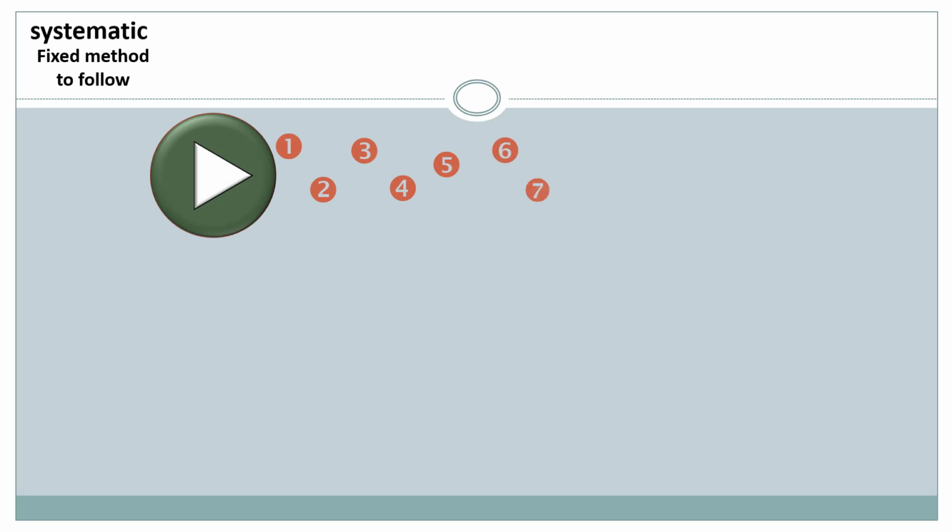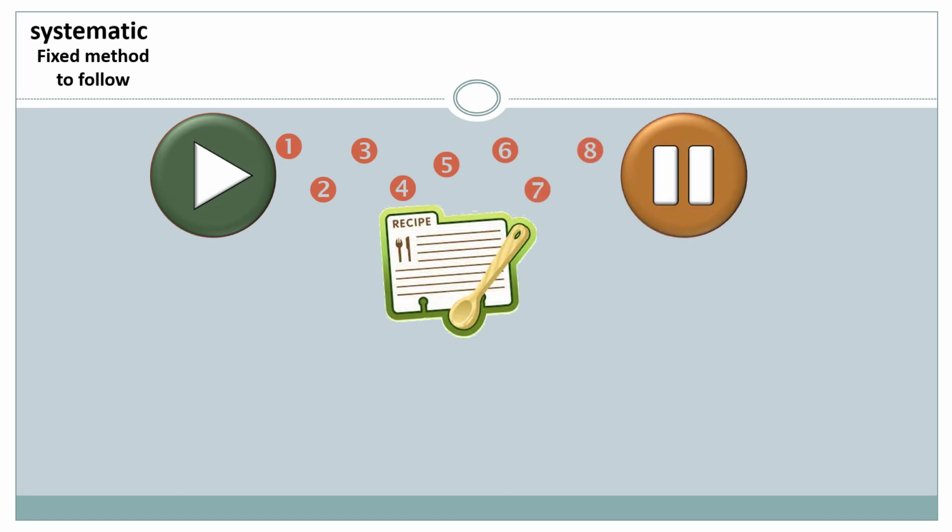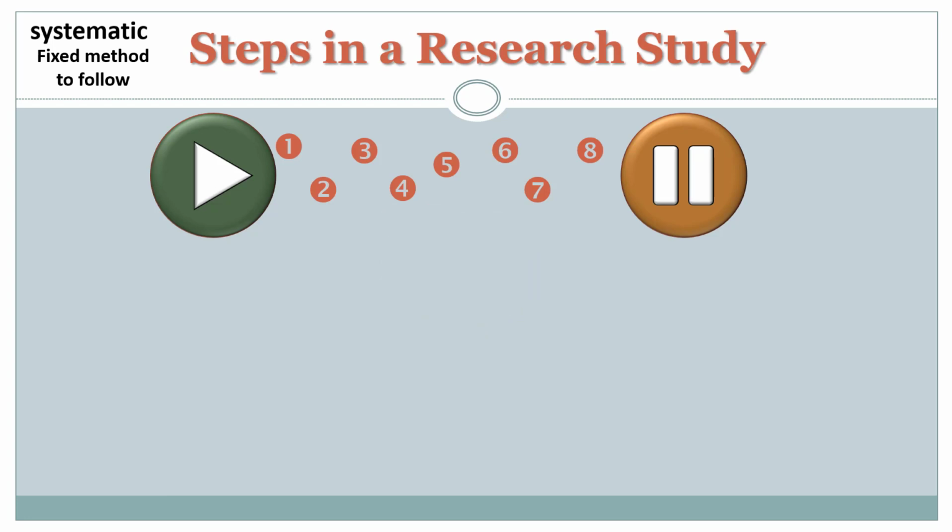Remember that term systematic? It means there is a fixed method that you follow. Think of it as steps that you follow in order to get to the end product. If you are cooking, you'll follow a recipe. It tells you what to do and when. In our case, the systematic steps cover conducting a survey research project.